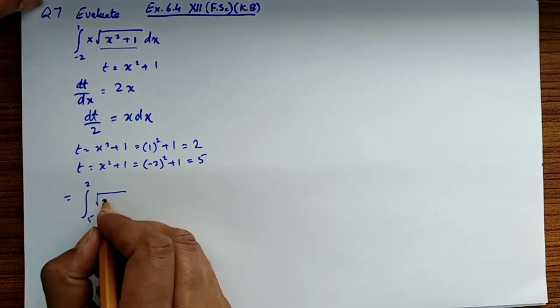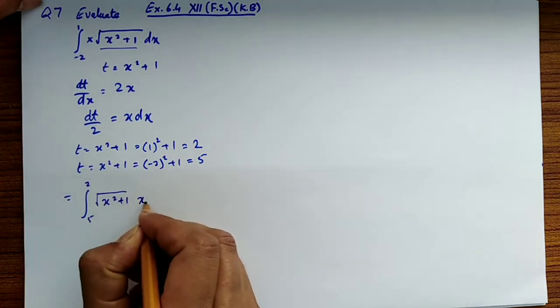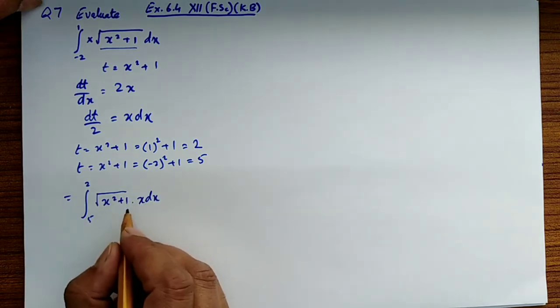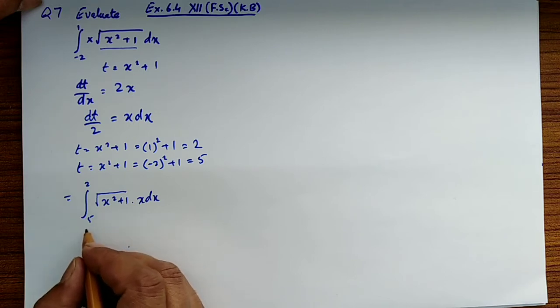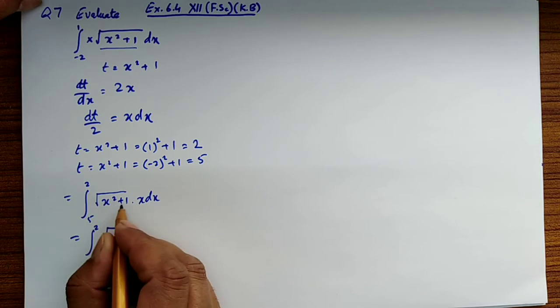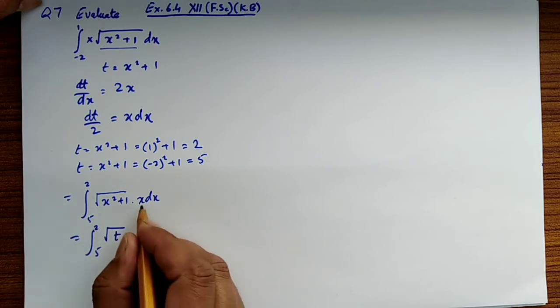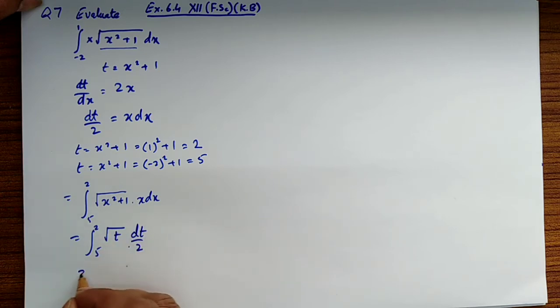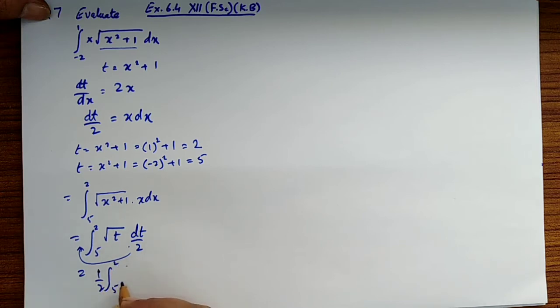Let's rearrange the question first, x dx. So this is basically a multiplication between them, with limits 2 and 5. Now put the value: x square plus 1 is t, and x dx is dt upon 2. Move this 1 upon 2 outside, right next to the integral, that is 1 upon 2 integral from 2 to 5.